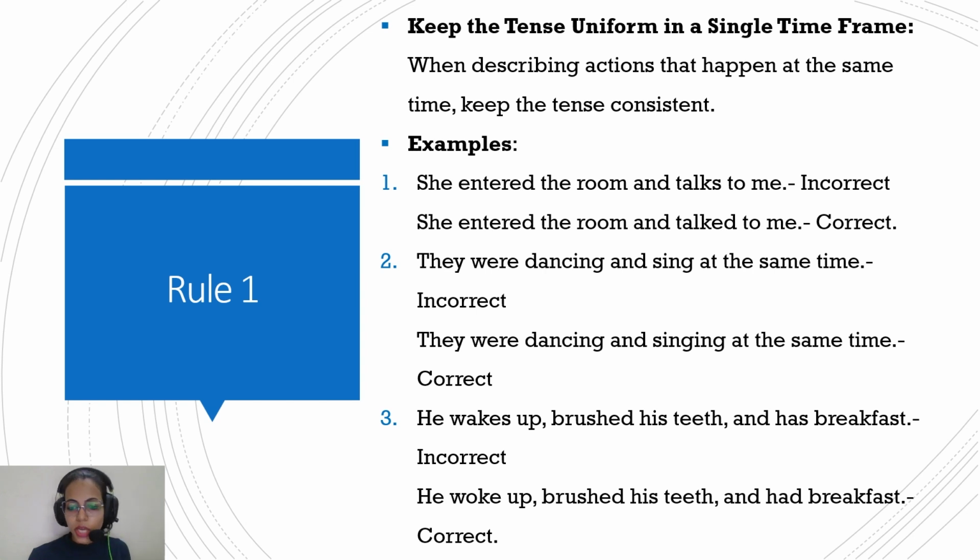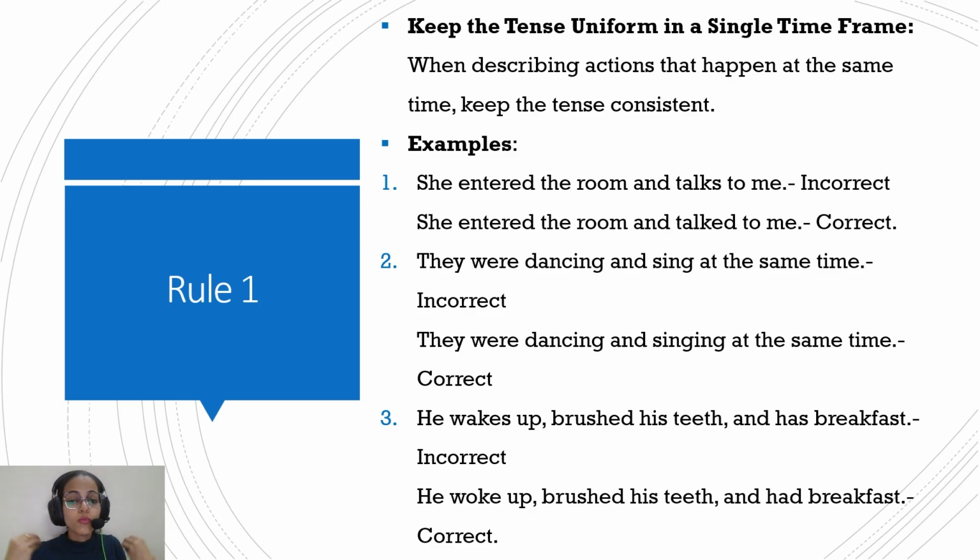He wakes up, brushed his teeth, and has breakfast. Again, wakes up, brushed his teeth, and has breakfast. All the three are going in their own direction. No, he woke up, brushed his teeth, and had breakfast. So all the three are in past tense now. So that is making sense.